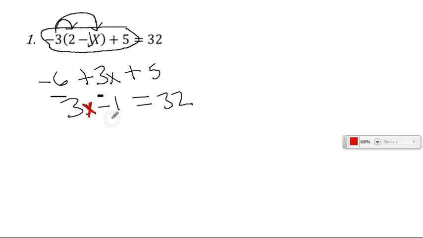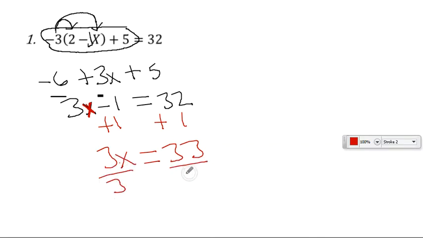Okay, so the way that we get rid of a minus 1 is by doing a plus 1. Remember, whatever you do to one side, you have to do the exact same thing to the other side. So we'll get 3 times x equals 33. And then our next step is to get rid of the multiplication of 3 by using division. So we're going to divide by 3 on both sides, and x equals 11.